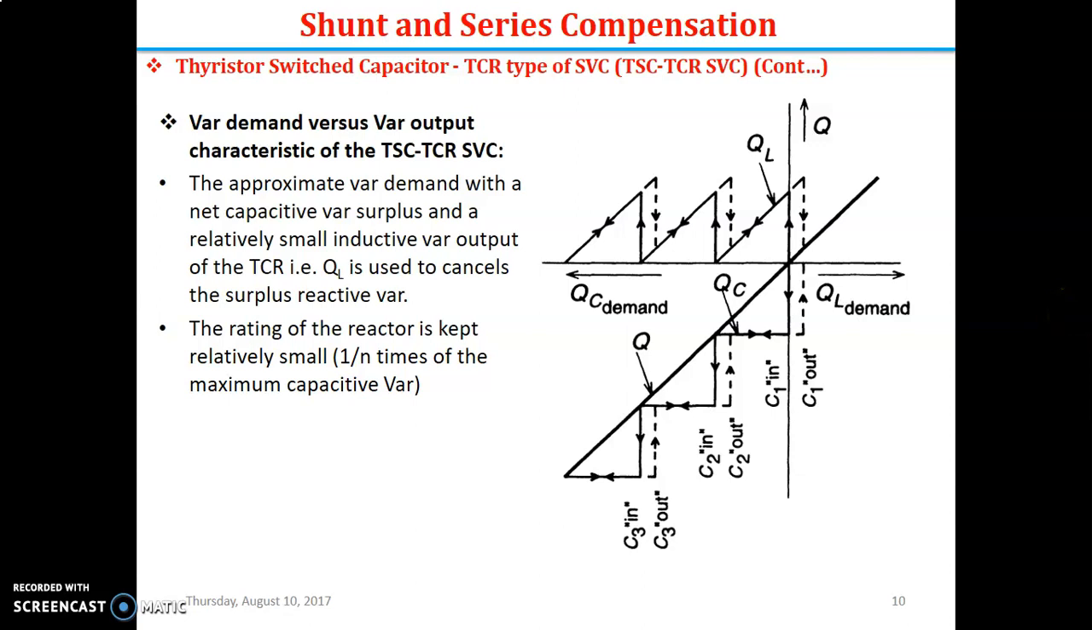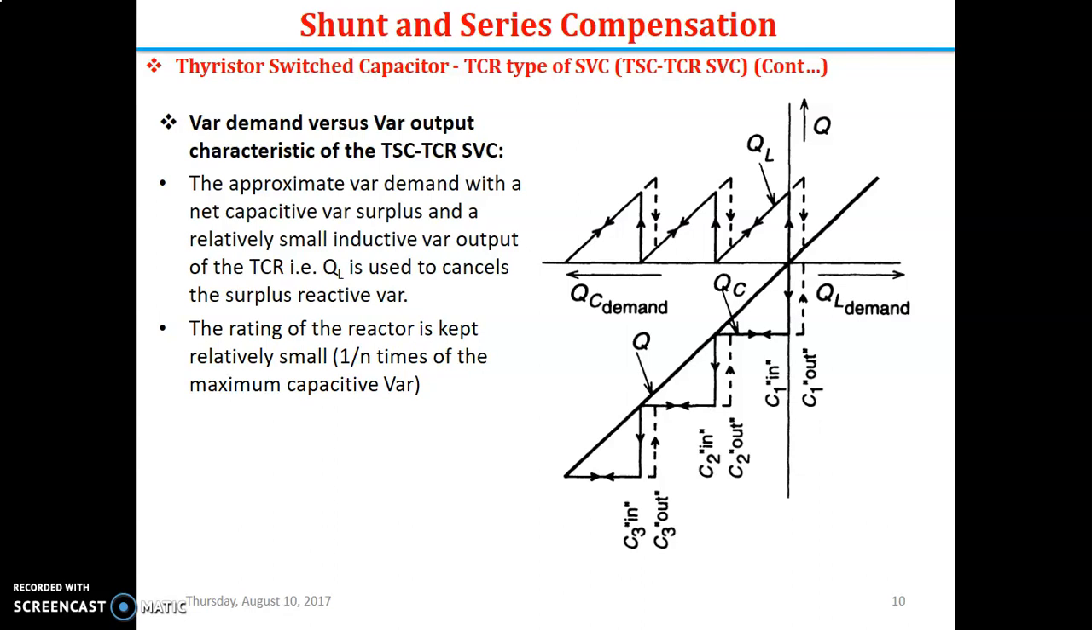Welcome to the lecture of Flexible AC Transmission System. This lecture will be the continuation of our previous lecture, that is TSC TCR type of SVC. So we will see the VAR demand versus the power output characteristics of the TSC TCR type of SVC.